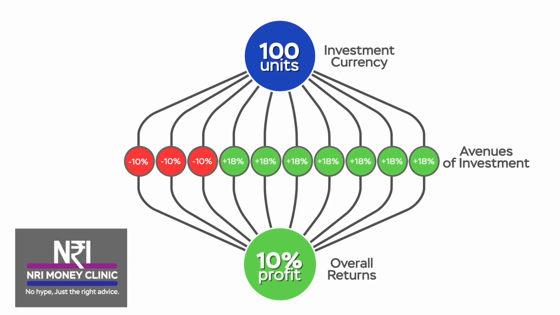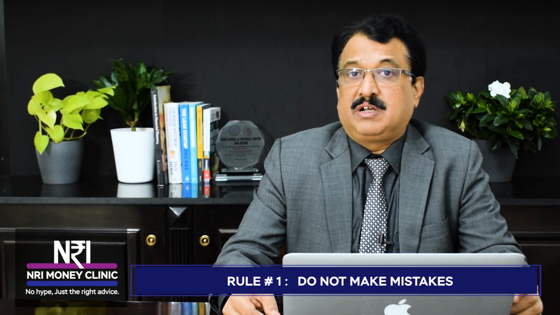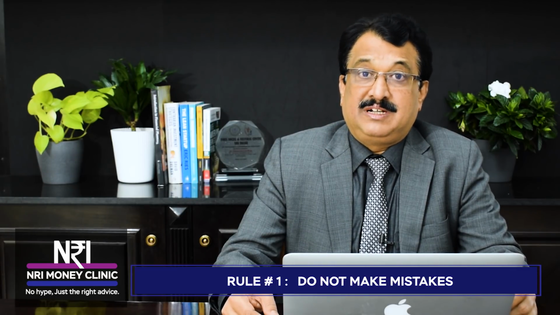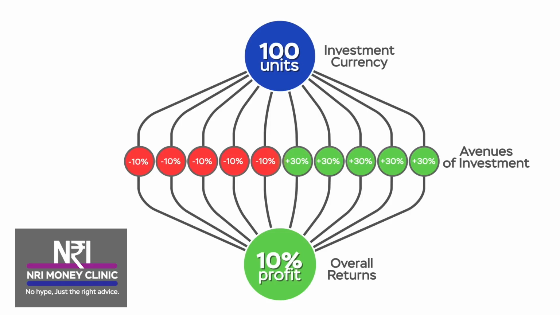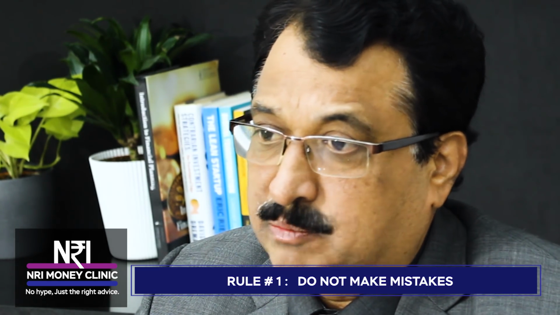What happens if 50% of your portfolio generates a minus 10% return? Now, the remaining 5 investment avenues which you have chosen should generate 30% return to compensate for the mistakes on the 5 non-working investment avenues, for your portfolio to still generate 10% in aggregate. So, every mistake that happens in your portfolio is going to be an expensive affair.